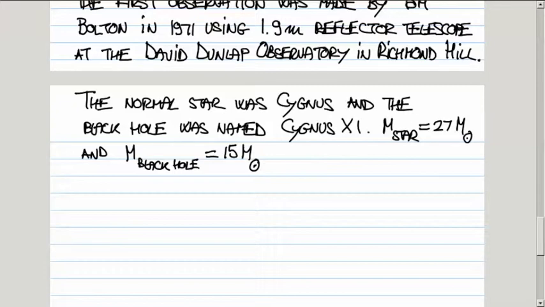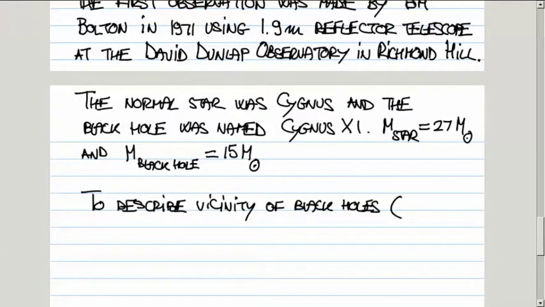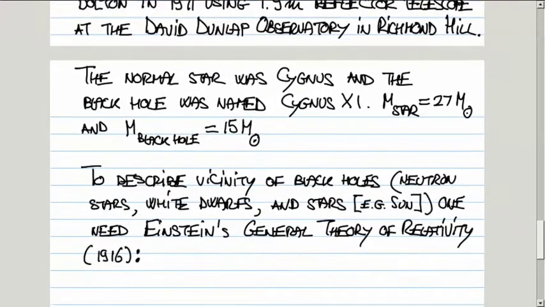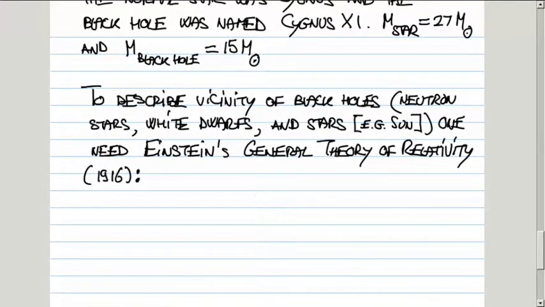So to describe the vicinity of black holes, but also very dense neutron stars, also very dense white dwarfs, and stars like our sun, one needs to use Einstein's general theory of relativity. I mean, he has two theories of relativity. One that he put forward in 1905, the so-called special theory of relativity, that has to do with objects moving at a significant fraction of the speed of light.